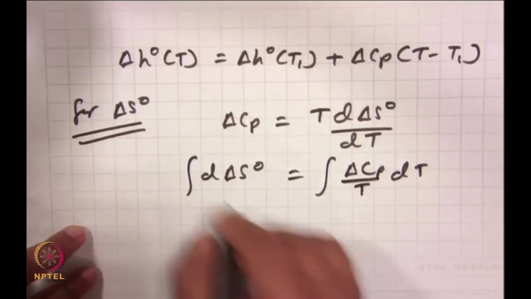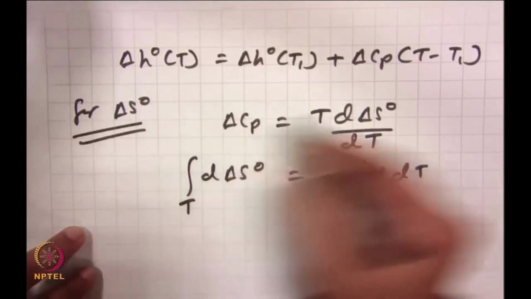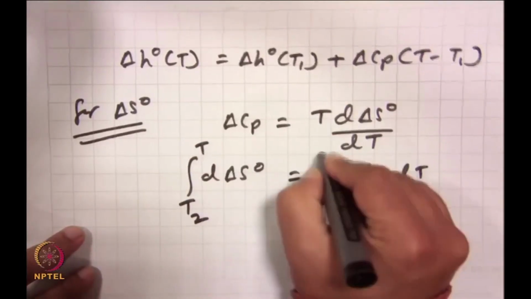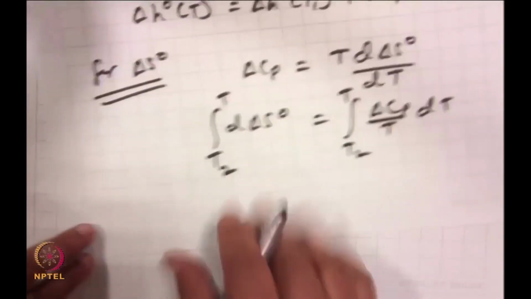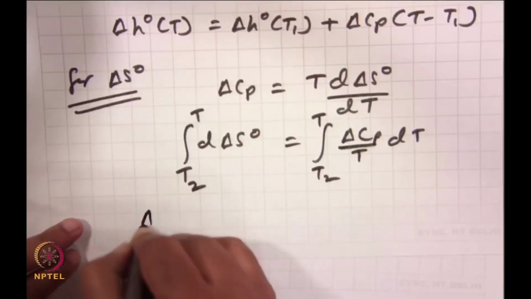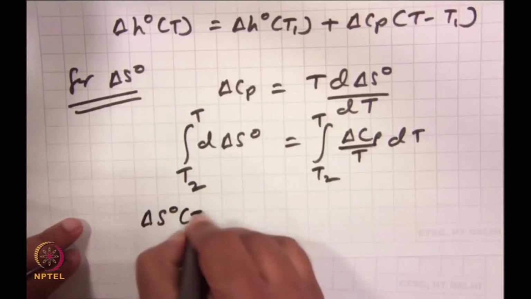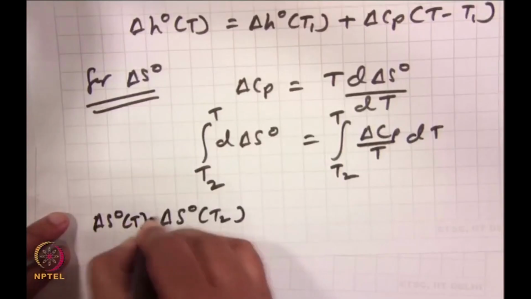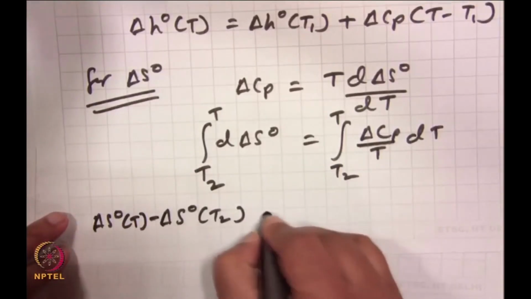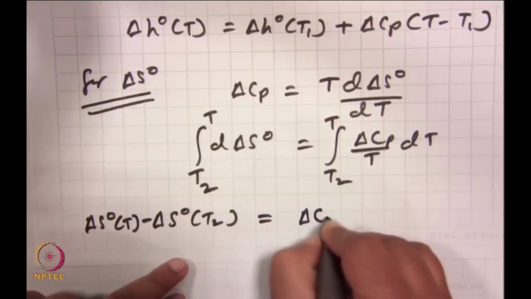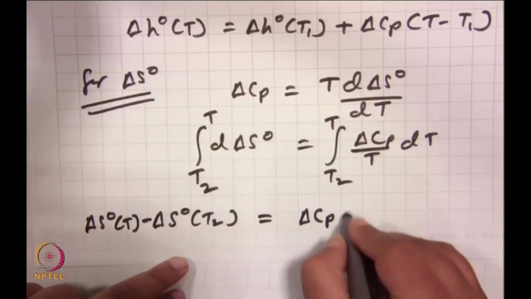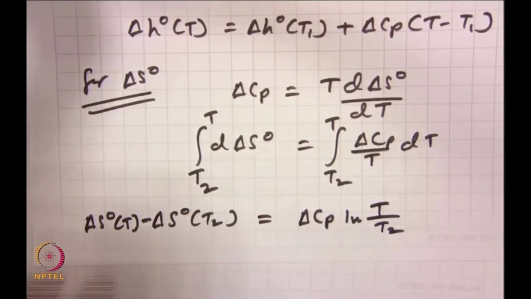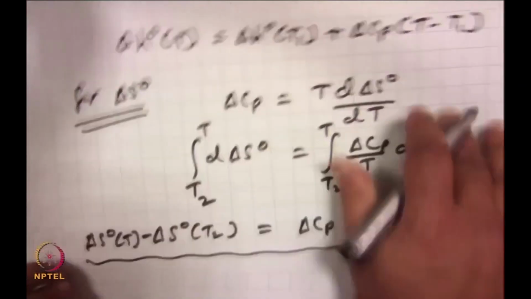Now, we integrate between two temperatures. Before we took T1, now we take T2 and we go to T, right, and hence you can further write delta S 0 (T) minus delta S 0 (T2) is equal to delta Cp. Now, what should I write here? Natural log of T over T2, right. So, this is the other expression.